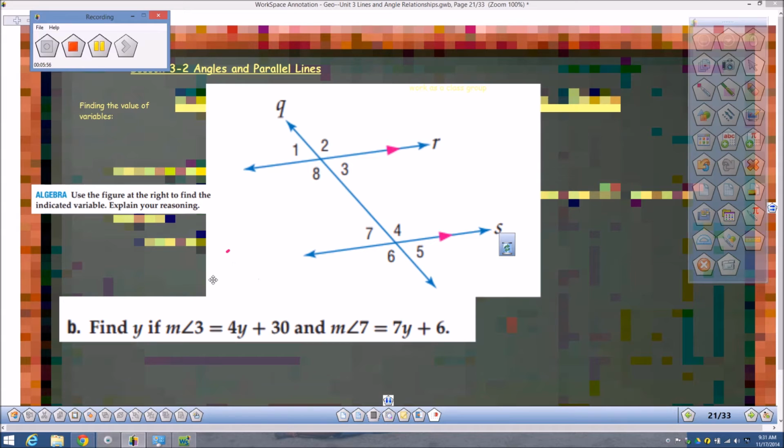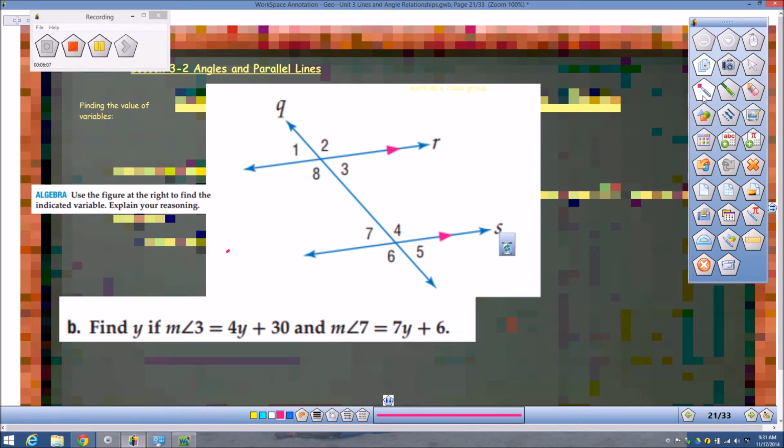Okay, so hopefully by now we have our iNotebooks out and we have all of our papers turned in and we're ready to get going. So we talked about all of these different angle relationships that happen when you have two parallel lines and a transversal. So we're going to work with those today by starting by looking at this.